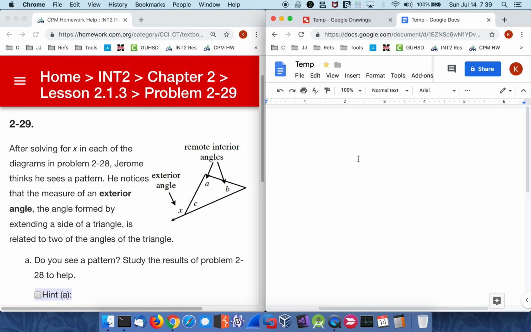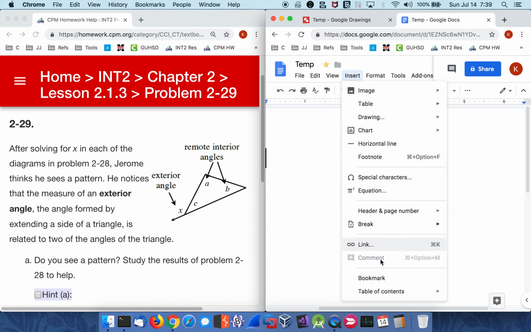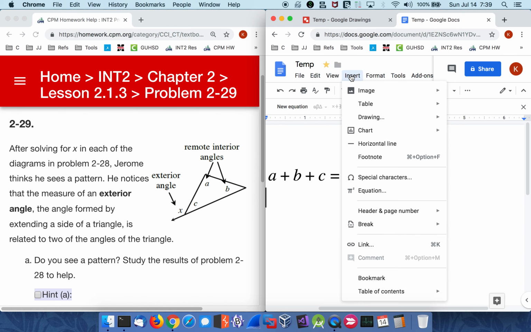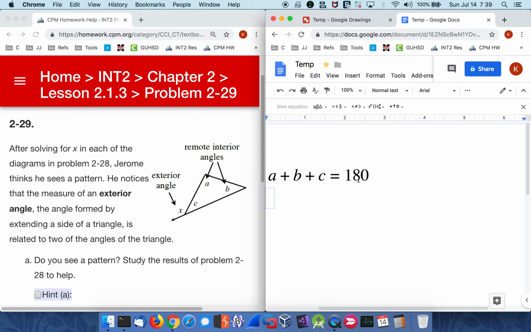So let's see what we know here. We know that A plus B plus C equals 180, right? That's one of the things that we know. So that just states that the interior angles of the triangle have to add up to 180 degrees. We also know that because x and C are on a line, x plus C are supplementary angles, so they have to add up to 180. Interesting. All right, so we have a system of equations here.